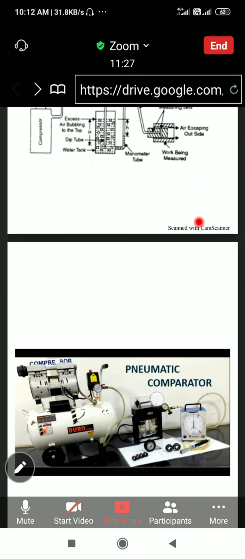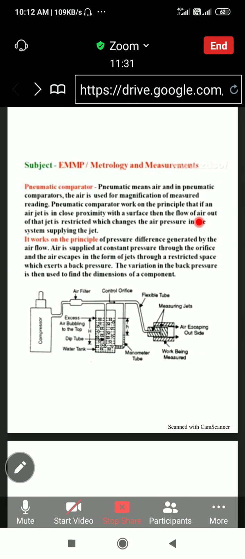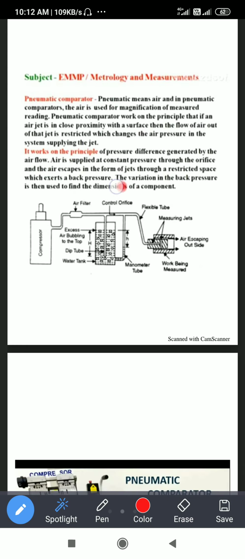Now you can see this is a 2D diagram, the actual textbook type diagram. So what is a pneumatic comparator? What do you mean by pneumatic? Pneumatic means air. So it works on the principle of high pressure air, and in a pneumatic comparator the air is used for magnification of the measured reading.